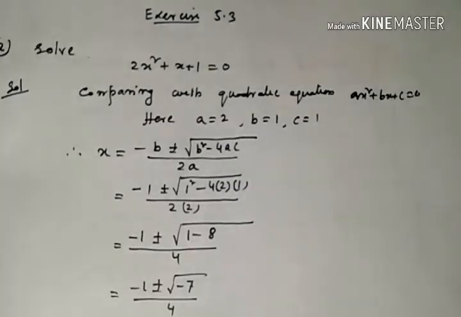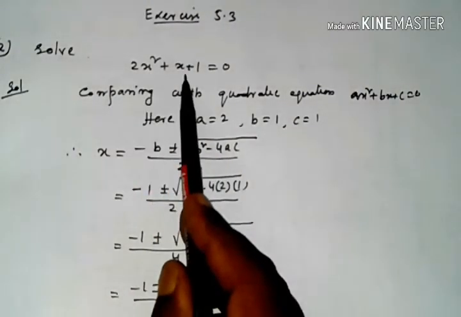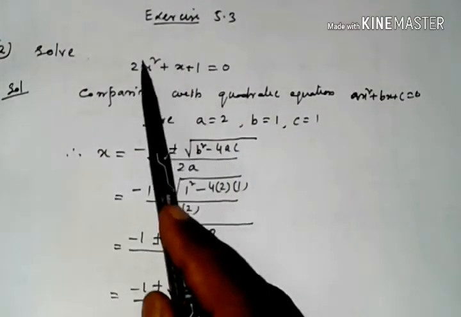Today I shall discuss some problems from exercise 5.3. This problem: I have to solve 2x² + x + 1 = 0. I have to solve it. This is the quadratic formula.